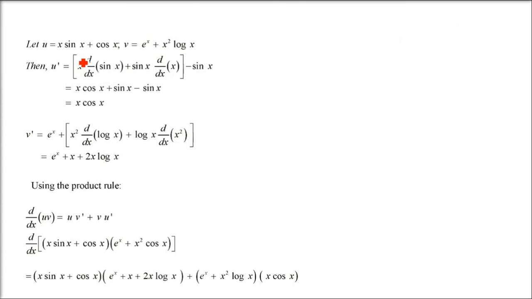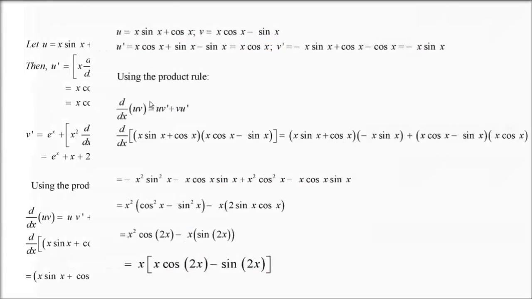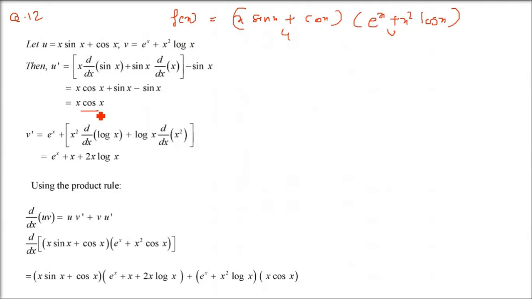So what about u dash? When we take u dash, we have already done this. So u dash will be x cos x. The differential of x sin x plus cos x will be x cos x because we already did it. X sin x we have done, and cos x was minus sin x.